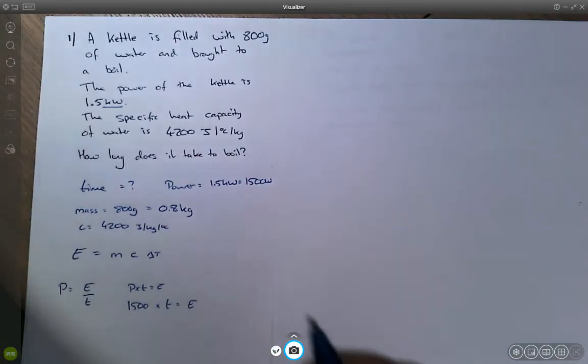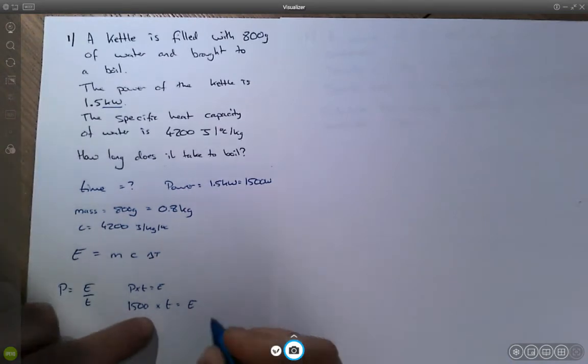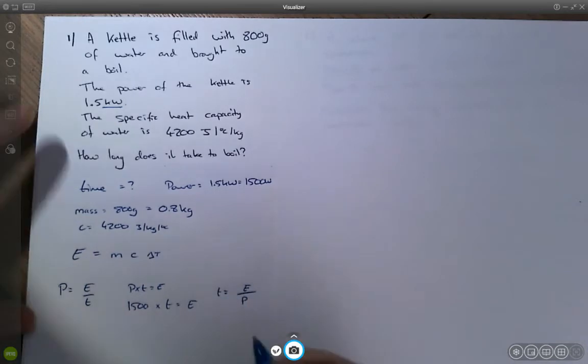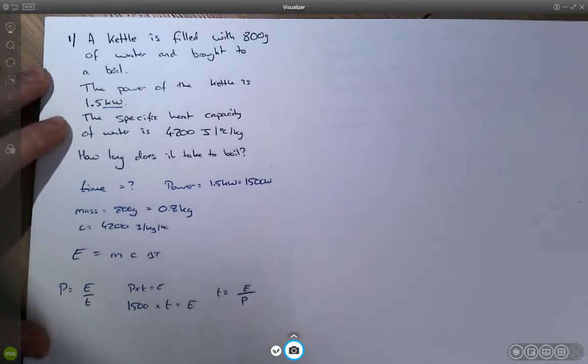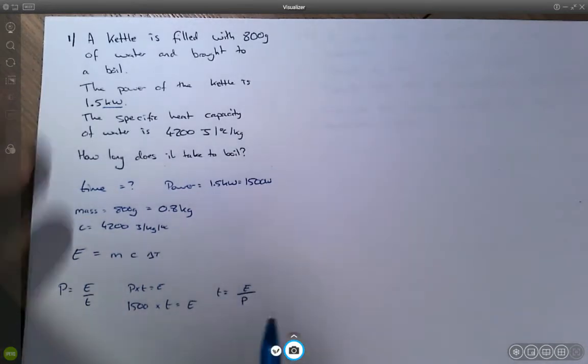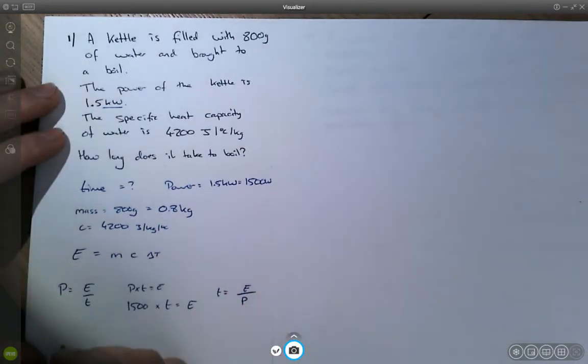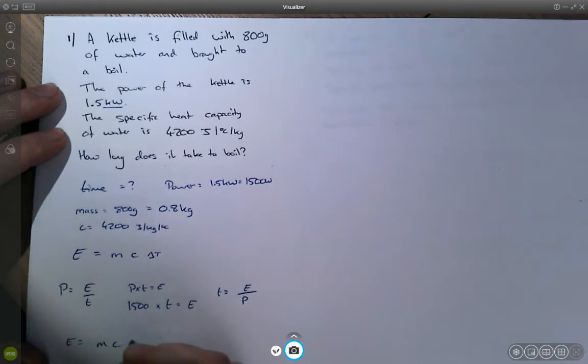I should have rearranged it first, shouldn't I? I should have said time, sorry. Time is energy over power. So time is energy over 1,500 watts. How do I get my energy? Well, I need to use this equation here. Energy is mc delta T.